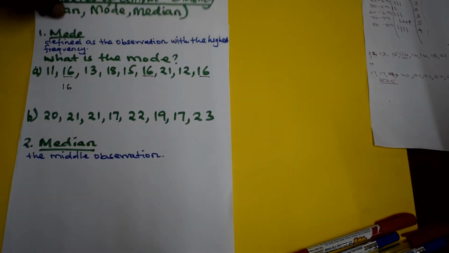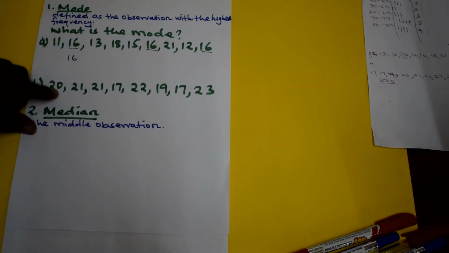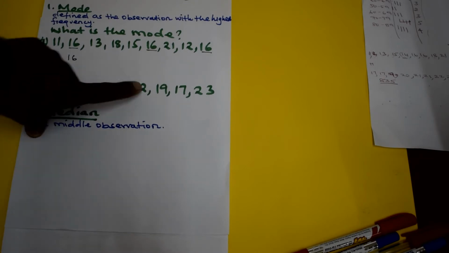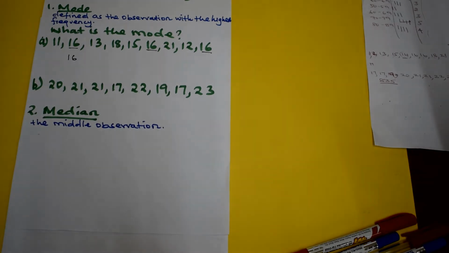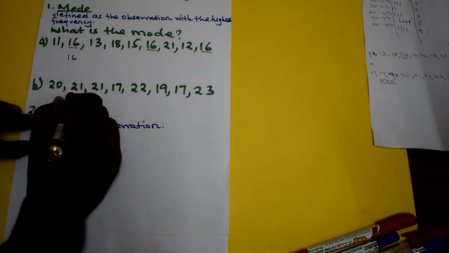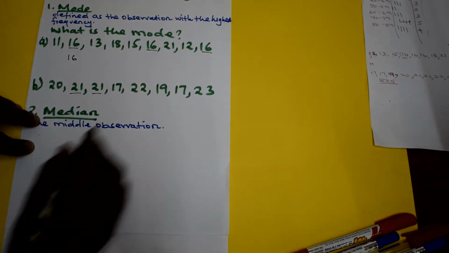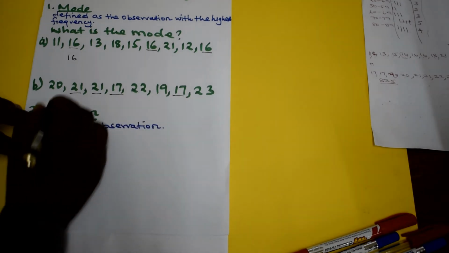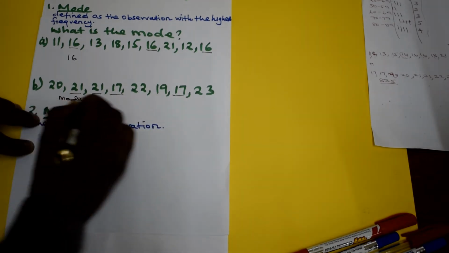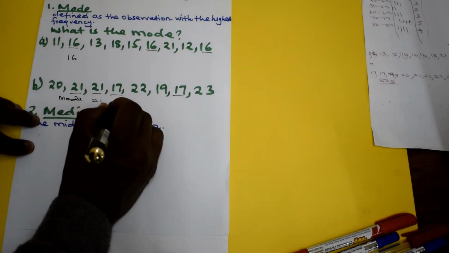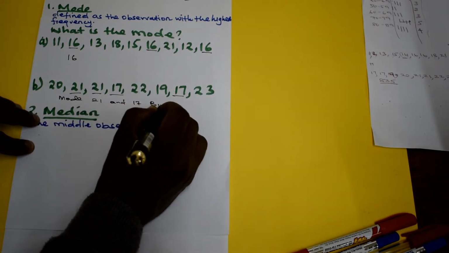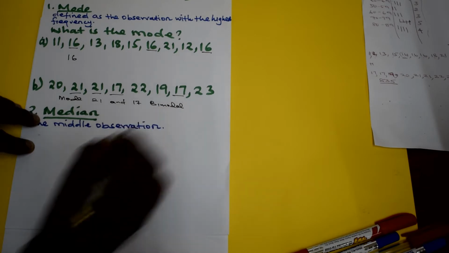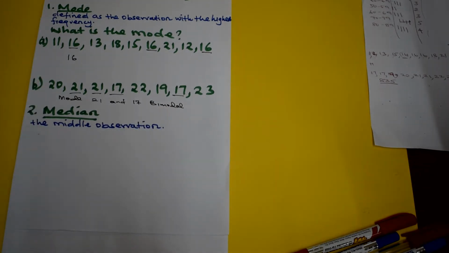The next one, we have 20, 21, 21, 17, 22, 19, 17, and 23. Looking at this one clearly, we are going to see that 21 is here and also 17 is here. So the mode will be 21 and it can also be 17. So this is a bimodal kind of data. So it has two modes.